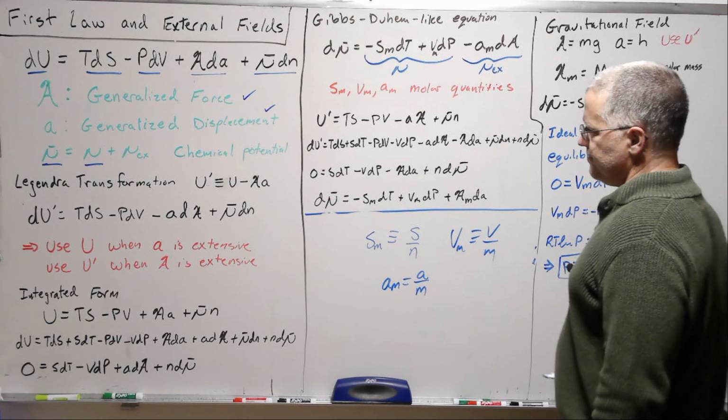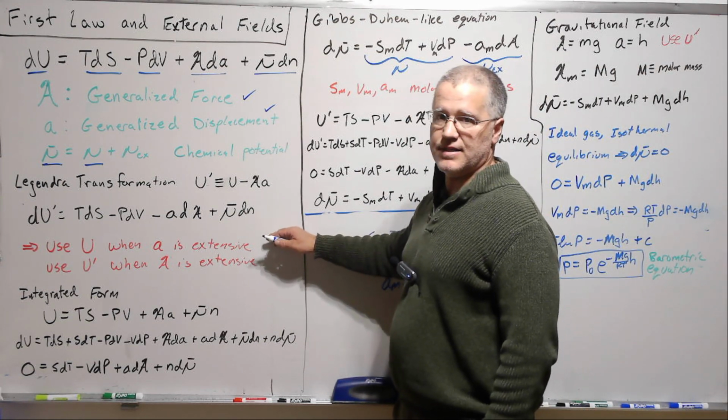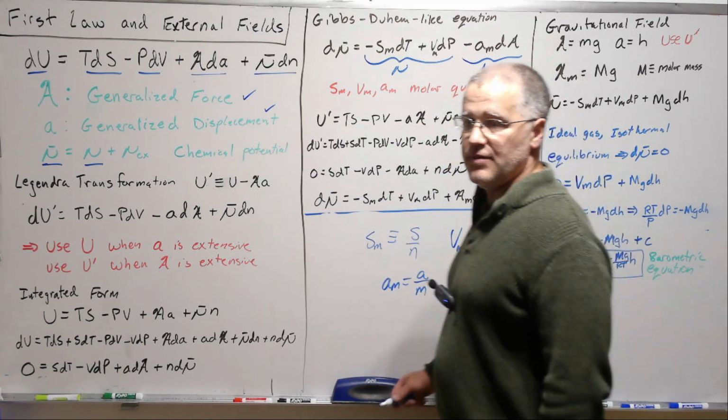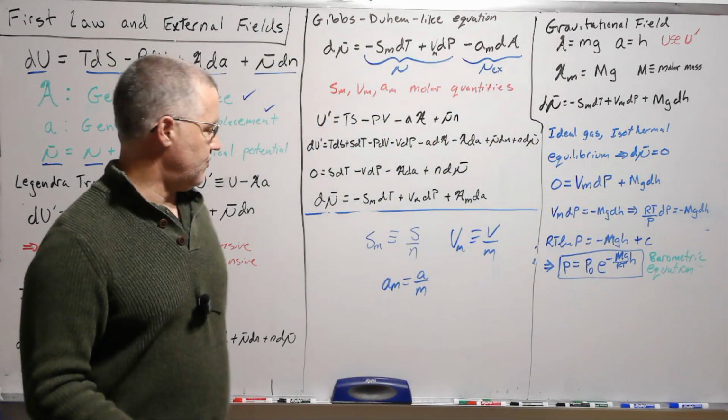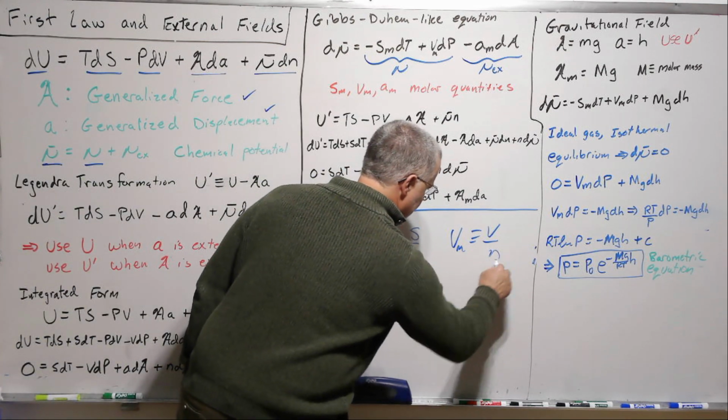And so if A is extensive, we can do this. If A is not extensive, then we can't really talk about a molar quantity. We would just have that quantity over, oops, not m, sorry, n.